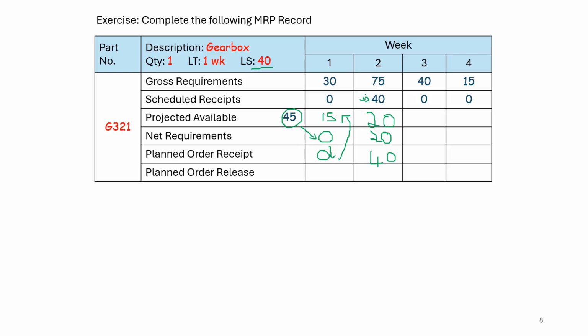So similarly, in week 3, our gross requirement is 40 units, and we already have 20 units in inventory with us. So our net requirement becomes 20 units again.